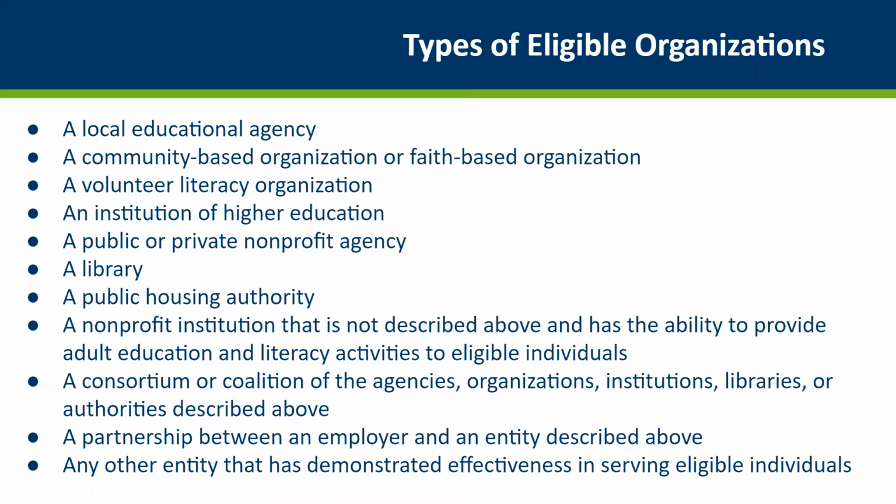So what are the types of eligible organizations? They could be anything from a local education agency, which is a school district, or a community-based organization, a faith-based organization, a volunteer literacy organization, higher education institutions, nonprofits, libraries, public housing, and other types of organizations or consortia, or even partnerships can apply to receive this funding, as long as they have demonstrated effectiveness in serving eligible individuals.